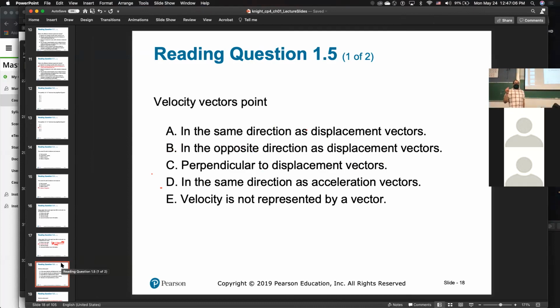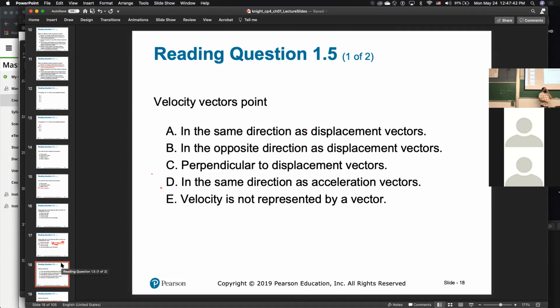So this is trickier. Does a velocity vector point in the same direction as the displacement? We've talked about two different types of vectors: displacement and velocity. So let's do an example. Let's think about this battery.